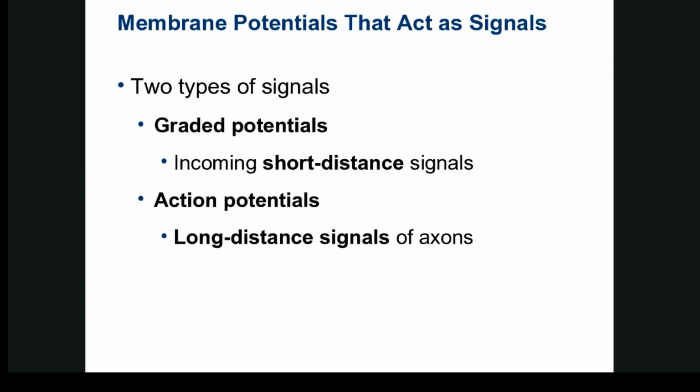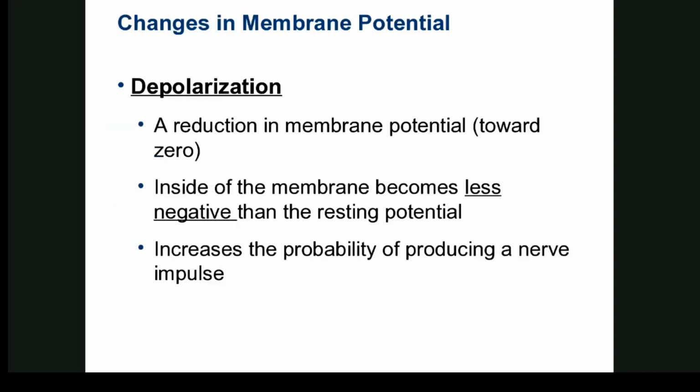Okay, types of potentials. Graded potentials are short-term, short-distance potentials, electrical currents. Action potentials go down the entire length of an axon. Depolarization is a reduction in membrane potential. So essentially, the outside of the cell becomes more negative, whereas the inside is increasing in positivity.